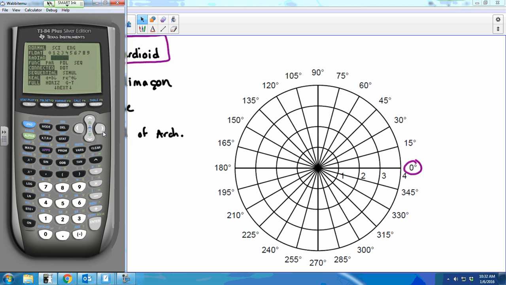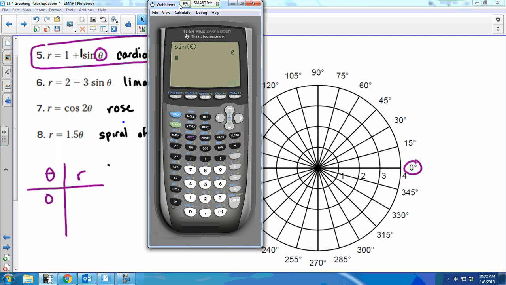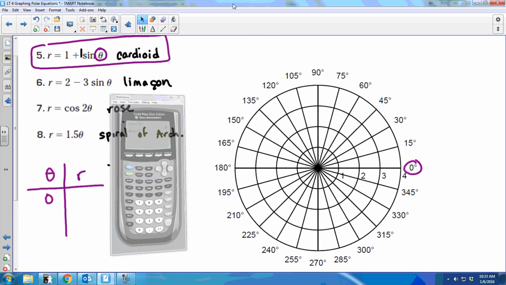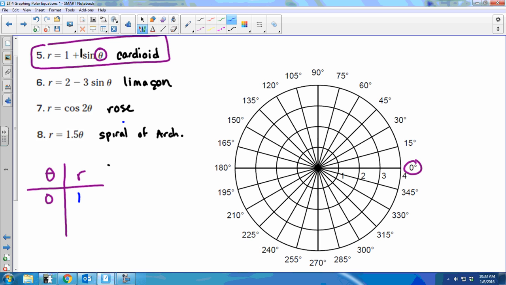So make sure we're in degree mode. And we would do sine of 0. You could use the unit circle if you wanted to. Sine of 0 is 0. Then it says 1 plus sine of whatever 0 was. So 1 plus 0 is 1. So my r would be 1. And so over here on my graph, for 0 degrees, I would put a point at 1. Does that make sense? That's what we're doing.